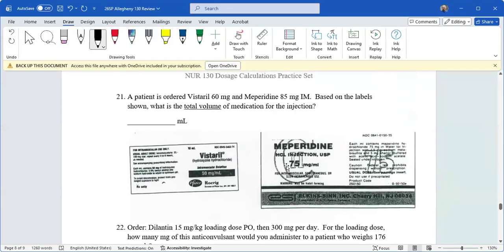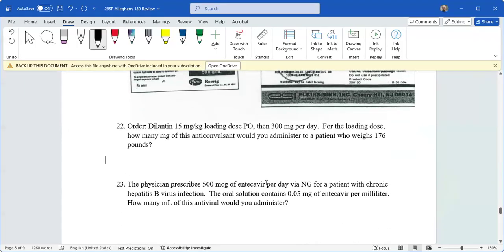You may have already seen this question before, but the trick is you already know how to do the parenteral calculation. All you're doing is taking the ml of the 60 milligrams of Vistaril, the ml of the 85 milligrams of Meperidine, and then adding the mLs together. We can come back to that, but I know these two questions take a little bit of time, especially number 23, so I'm going to work through those next because they add a little extra challenge.